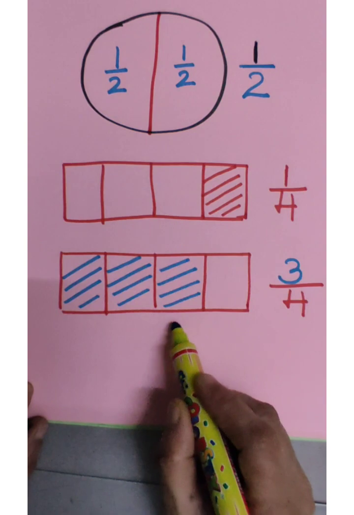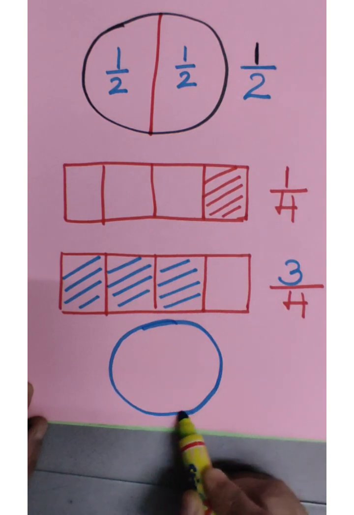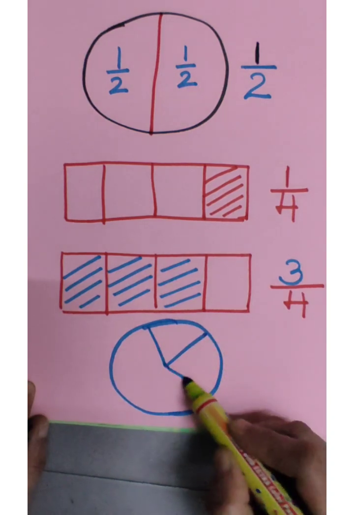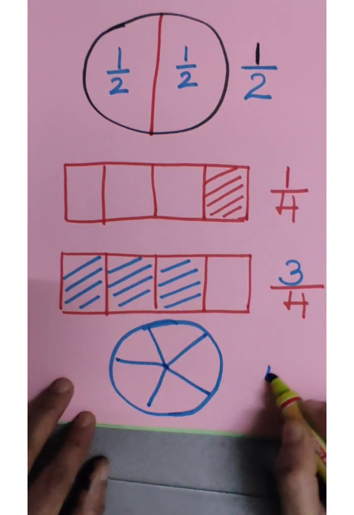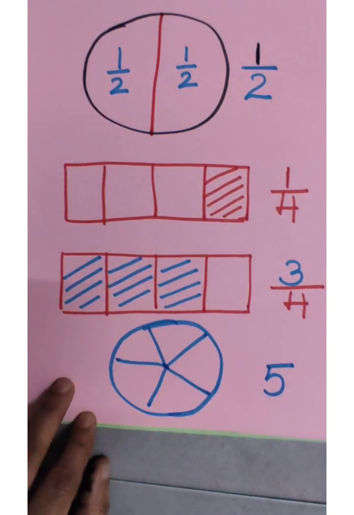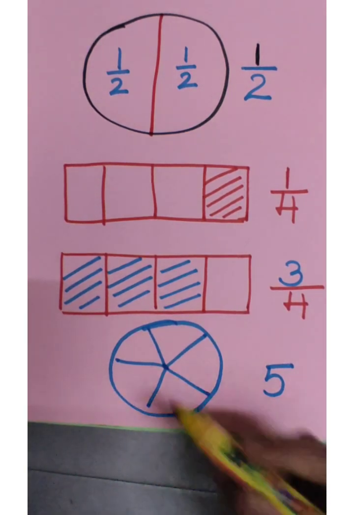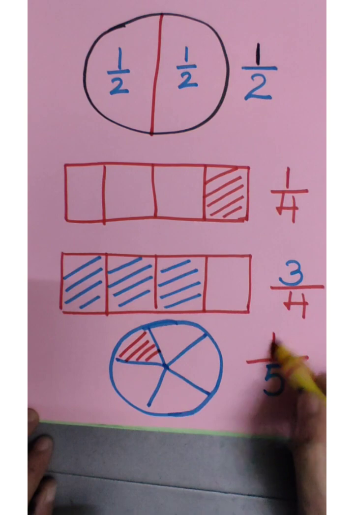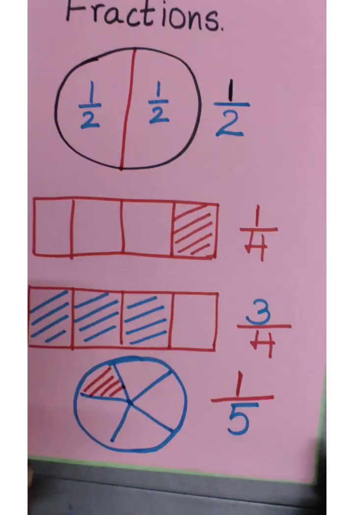Suppose I have a piece of cake and I divide it into 5 equal parts. So the number of equal parts is 5. Now from those 5 parts I give away 1 part to my friend. So from the 5 parts I have given 1 part to my friend. So the fraction is 1 upon 5. You read it as 1 upon 5 itself.